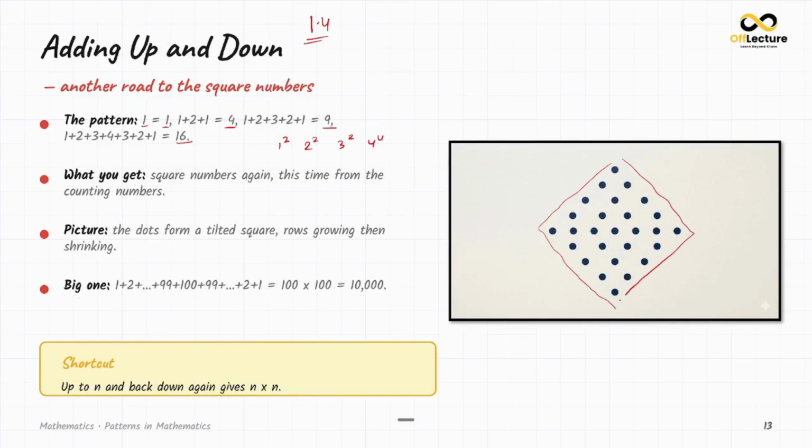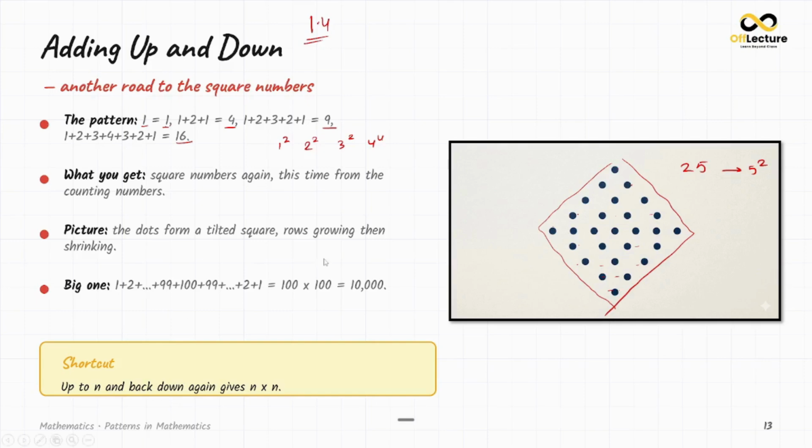And this is what we are doing. 1 plus 2 plus 3 plus 4 plus 5 plus 4 plus 3 plus 2 plus 1. Again, it will give you 25, which is 5 square. These dots form a tilted square, with rows growing then shrinking. A simple shortcut is, if you want to calculate up to n, you go up to n and back down, and it gives n times n.